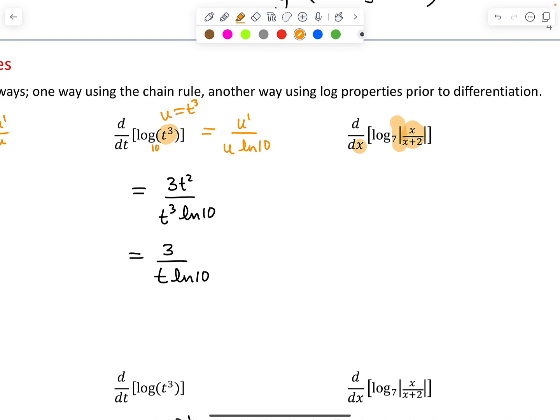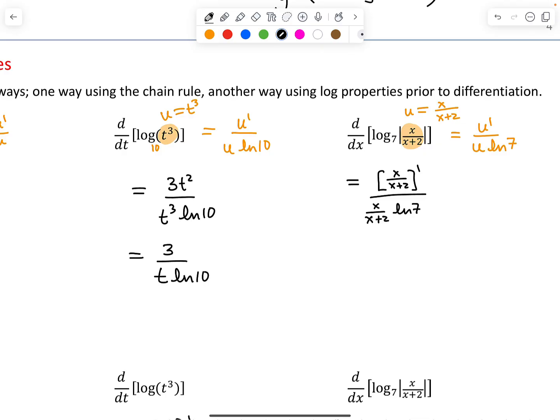Now this third case, x is the independent variable. Notice there's absolute values. When we differentiate this, those absolute values will just go away as if they're not there. But this time my u is a fraction, and our mother formula for derivatives of logarithms would give me u prime over u times the natural log of the base, and the base is a 7. So let me get my setup going. We need to find the derivative of x over x plus 2, so I'll put a prime on that, over the argument times the natural log of 7.